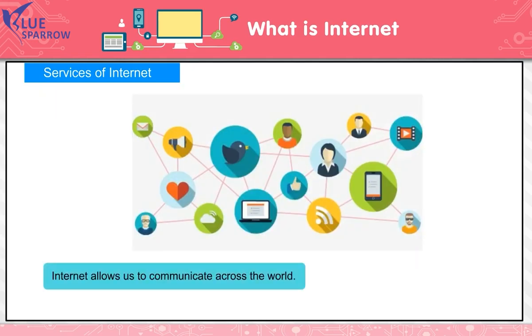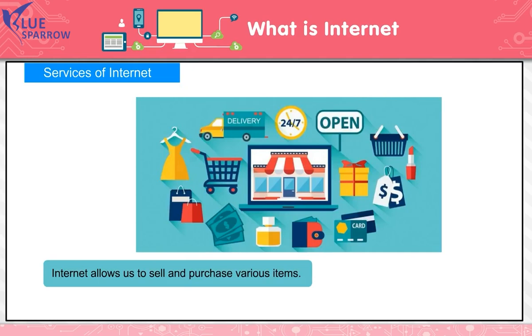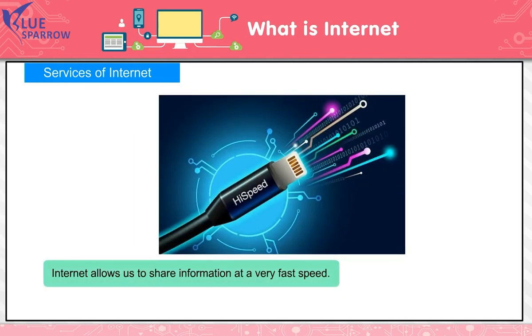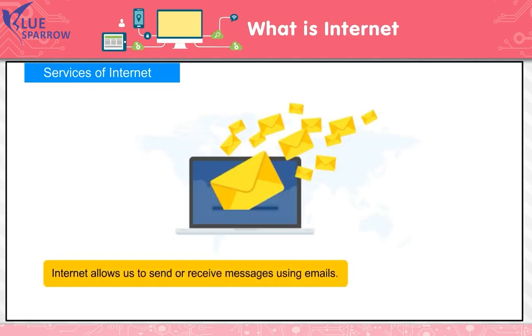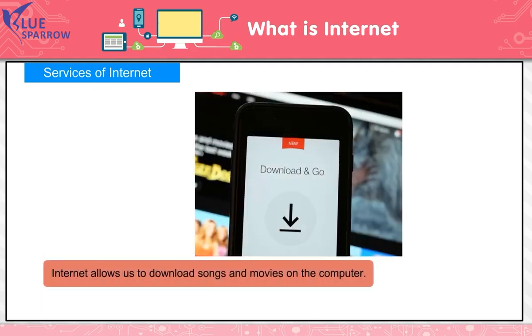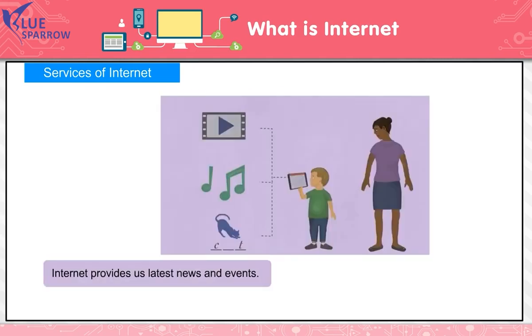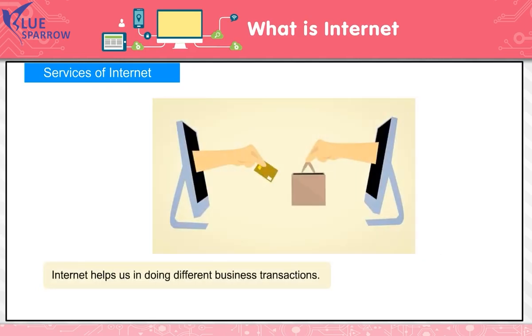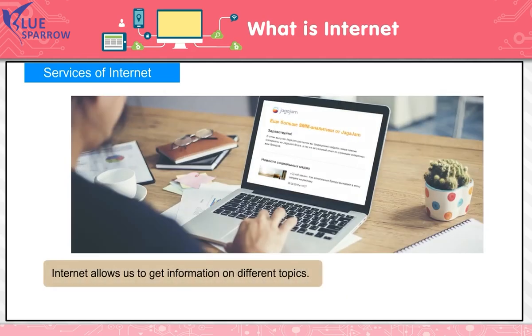Internet allows us to communicate across the world. Internet allows us to sell and purchase various items. Internet allows us to share information at a very fast speed. Internet allows us to send or receive messages using emails. Internet allows us to download songs and movies on the computer. Internet provides us latest news and events. Internet helps us in doing different business transactions. Internet allows us to get information on different topics.